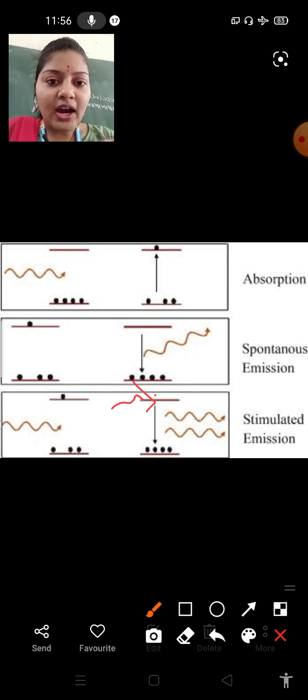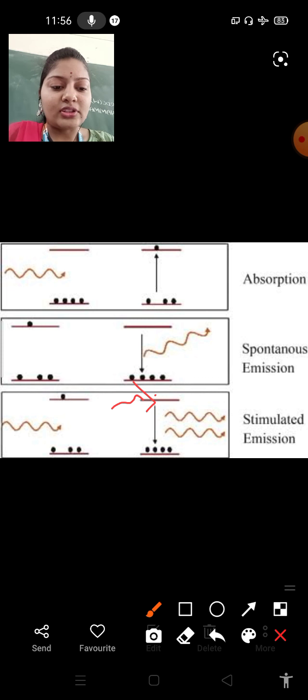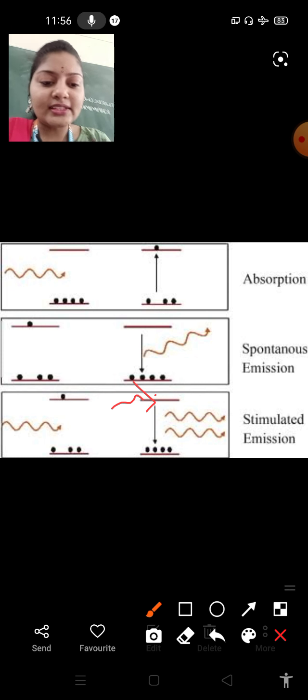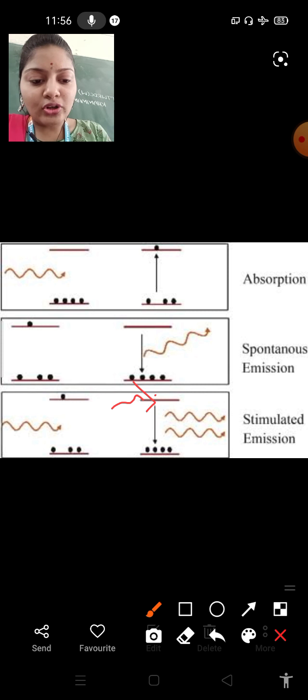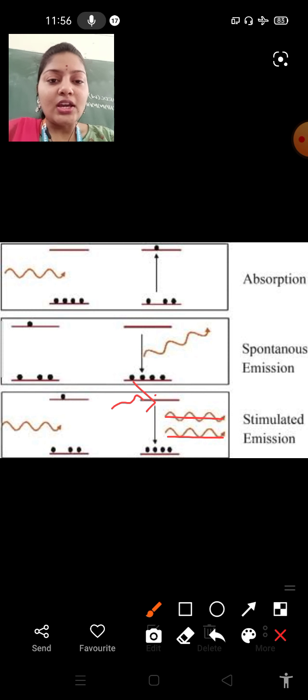So whenever we give some energy, h nu, the atom in the excited state absorbs that amount of energy and comes to the ground state by releasing 2 photons of energy h nu. This is 1 photon of energy, this is another photon of energy. So it will release the 2 photons of energy h nu.